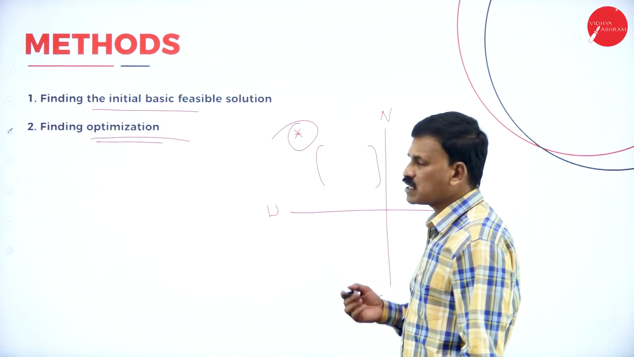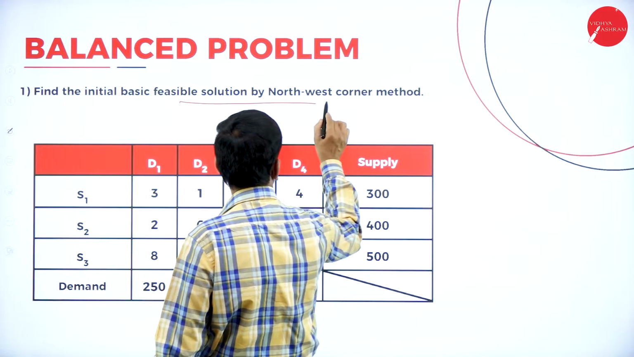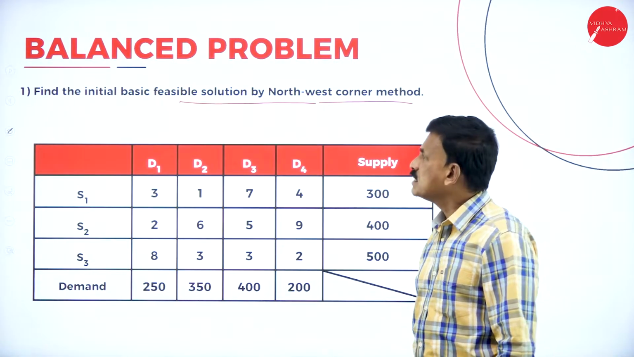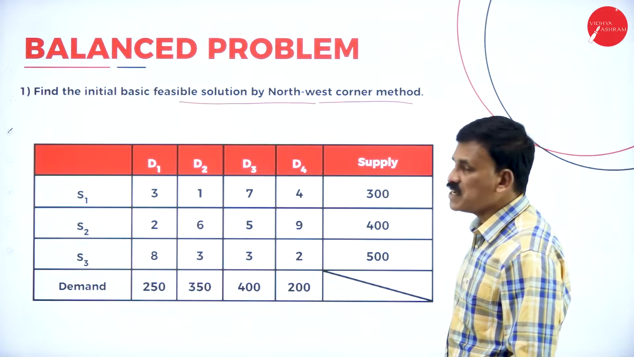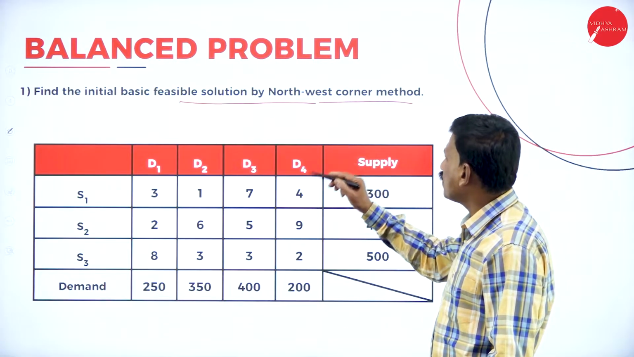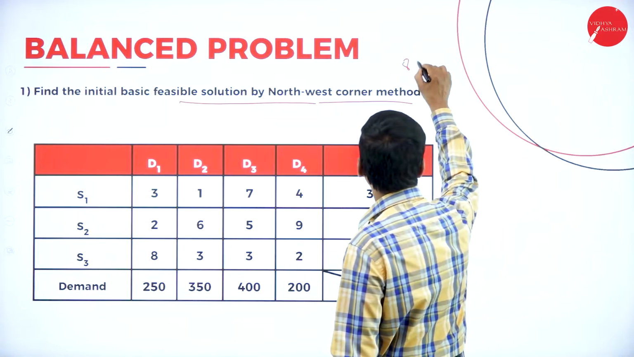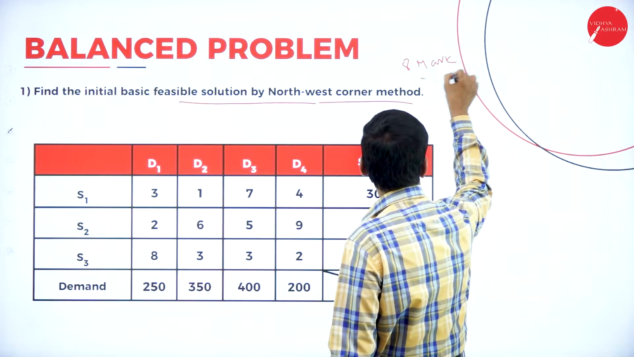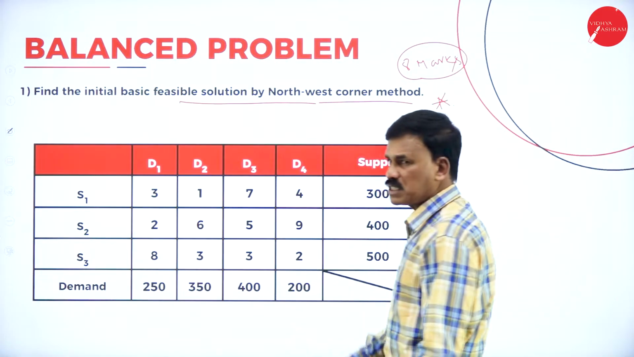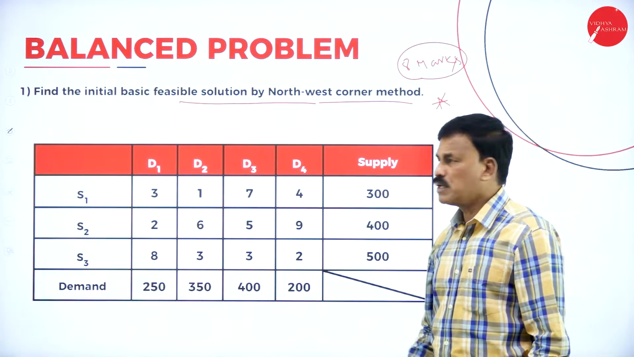That's it. Now let us come to a problem. Find the initial basic feasible solution of this transportation problem by the northwest corner method. This is a very important problem for 8 marks. This is an 8-mark question. You may expect this type of question in the examination. Now just see what the problem is.